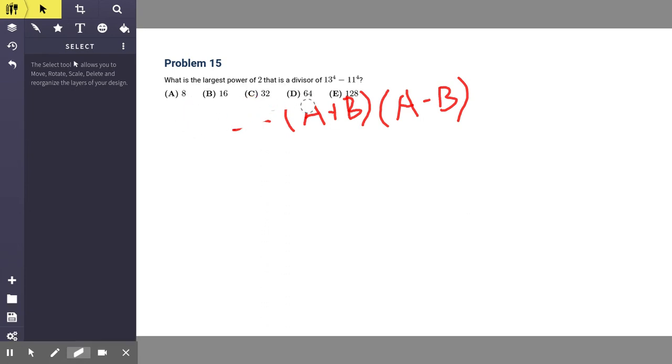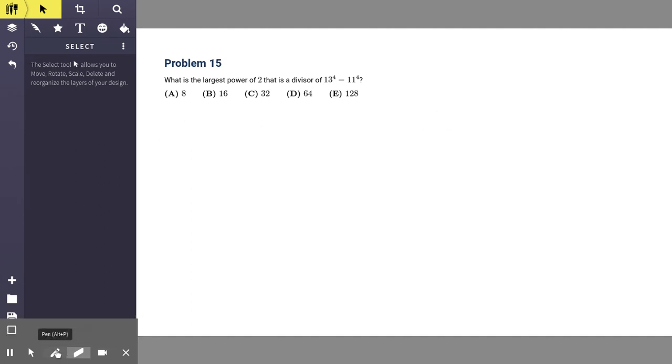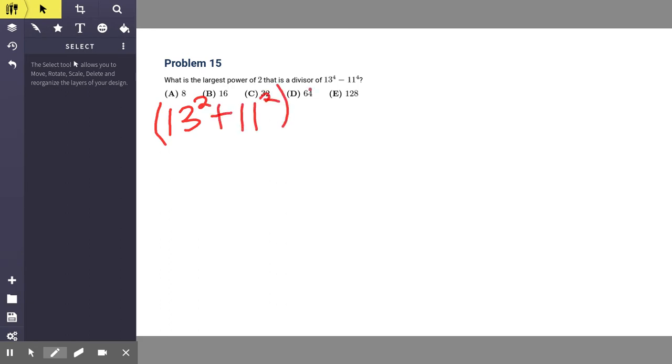But this equation is 13 to the 4th power minus 11 to the 4th power, which means we need to convert it into a difference of squares. So you would get 13 squared plus 11 squared times 13 squared minus 11 squared.